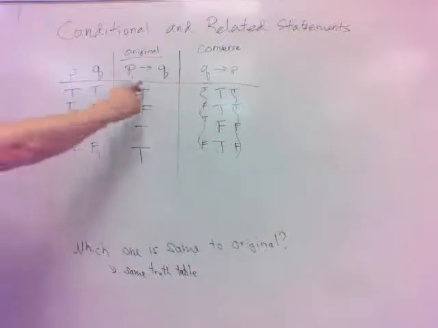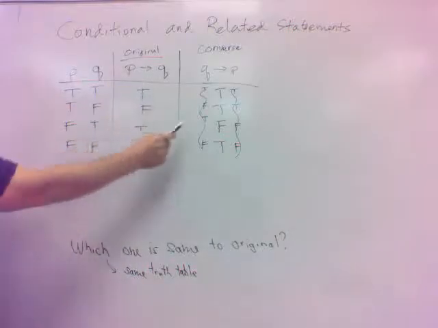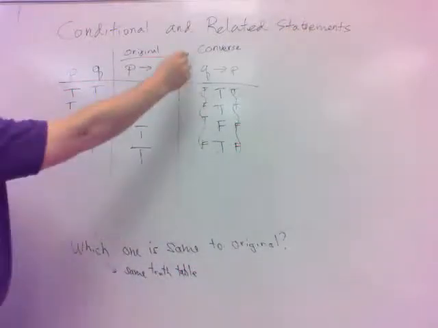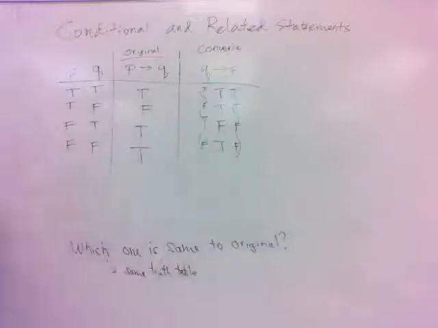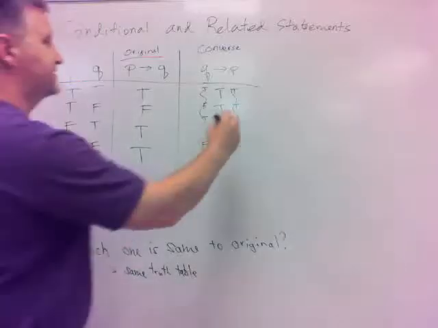We're trying to match the original exactly. So it's got to be TFTT. This is TTFT. No. Not a match. It has 3 trues and a false, but they're in a little different order, aren't they? They need to be exactly the same order. So converse is not equivalent.